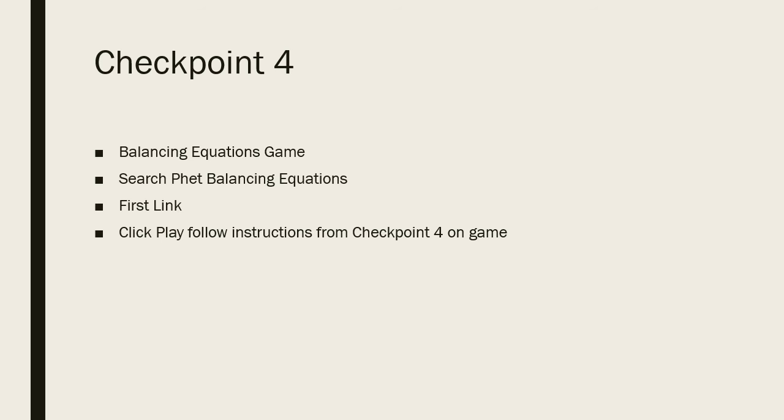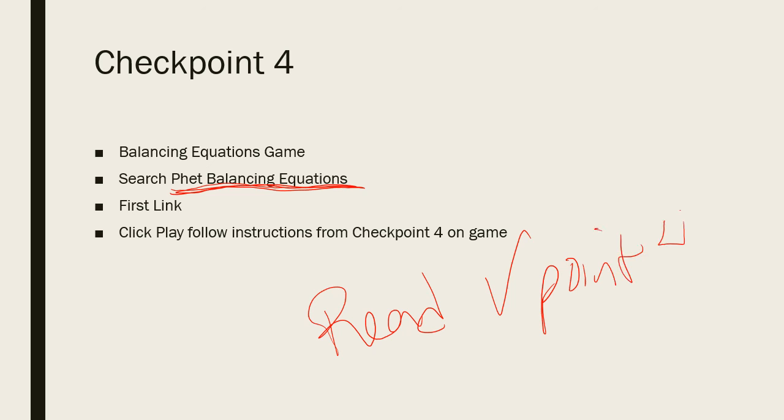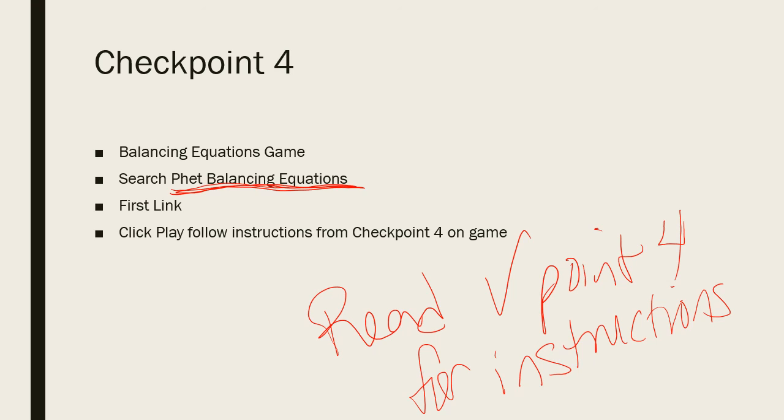Checkpoint 4, it's a balancing equations game. You're going to search for the PhET balancing equations. It's going to be that first link. You're going to click play so you can play through the game. Read checkpoint 4 for the instructions. Okay, please read it. It is a game that will literally give you the answers. All you have to do is just copy the answers over, okay? Checkpoint 4 and 5 are due by the end of this week. So that's it for now.